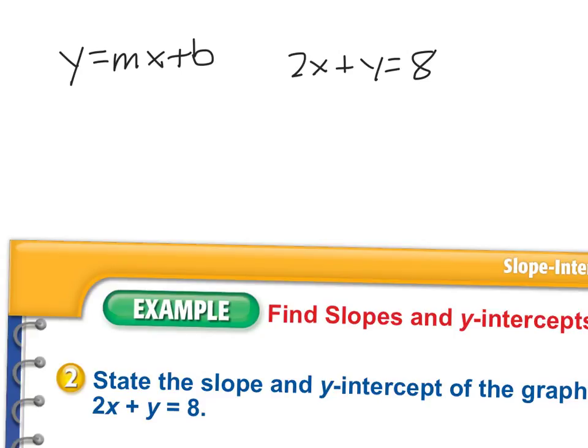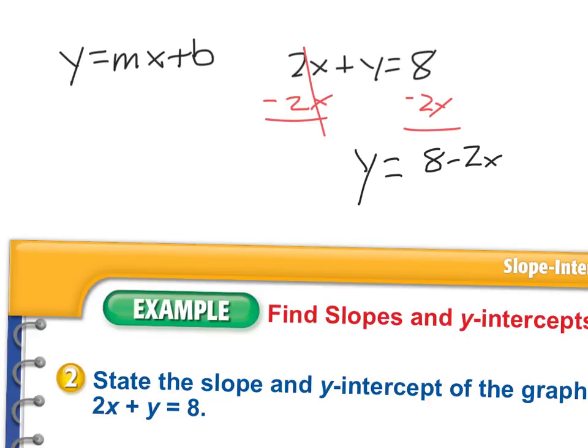I need to get the y isolated. I need to get the y by itself. So why is the y not by itself? Because there's a positive 2x over there being added. So how could I get rid of that? Just subtract 2x from both sides. So that leaves me with y equals, what is 8 minus 2x?